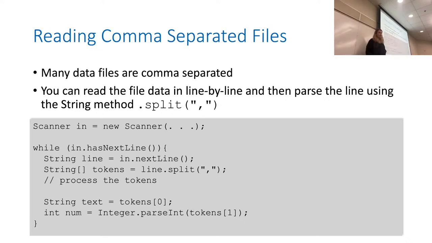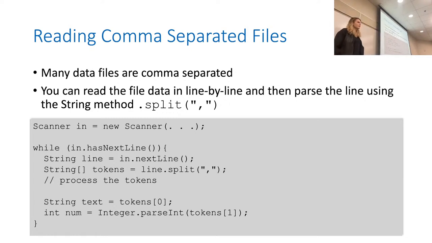One thing I will say, we've talked about this before, but I will tailor this specifically to files. Many data files are comma separated, so we've used the split method before, but I will reiterate here. You can read the file data in line by line and then parse the line using the string method split. So string line equals in.nextLine, string array tokens equals line.split.